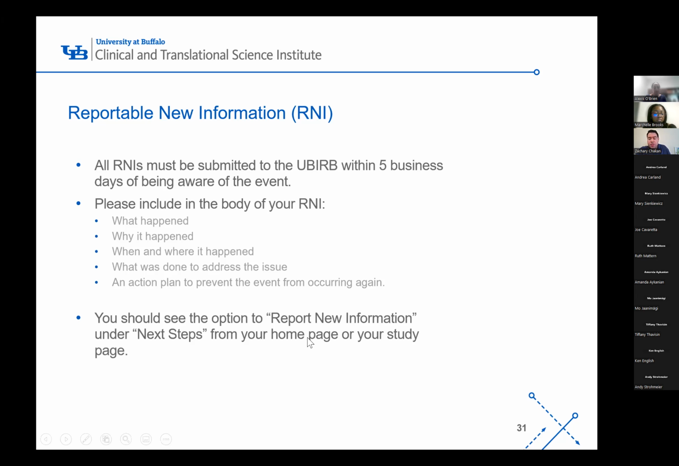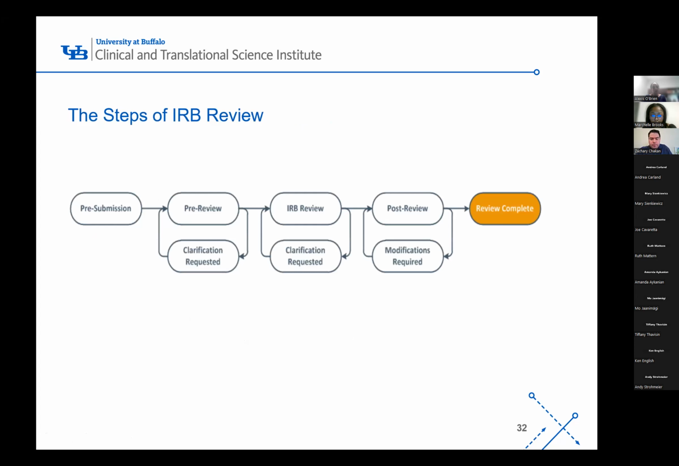You should also see the option to report new information under next steps from your homepage or your study page, because you want to be able to link your R&I to your specific study. If you do that within your study page, I believe it will automatically do that. But you can also report new information from your homepage where it's not related to any study. So that could be relevant sometimes if it's sort of a lab-wide issue, for example, instead of just tied to one study. But you can do that in either place.